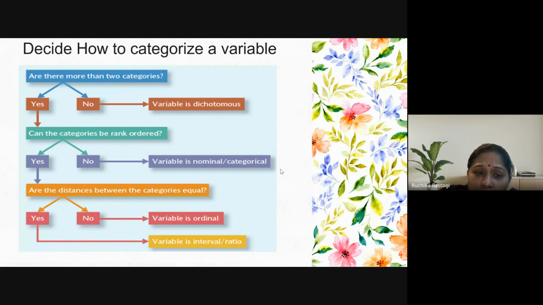Are we able to put those categories into a rank? If we are not able to put them in a rank, it is nominal. But if we are able to put them in a rank, it becomes ordinal. And if we are able to put those ordinal values into numbers, then the variable is called interval or ratio. Ratio also has the features of interval, ordinal and nominal. Likewise, interval also has the features of ordinal and nominal, and ordinal also has the features of nominal, which we saw yesterday.